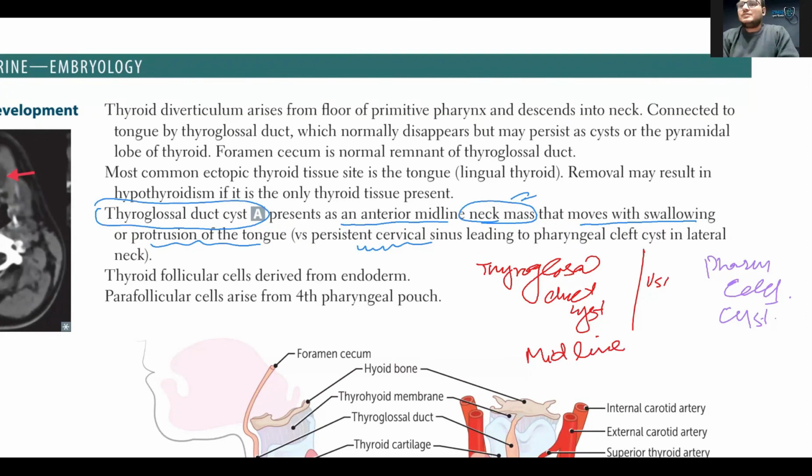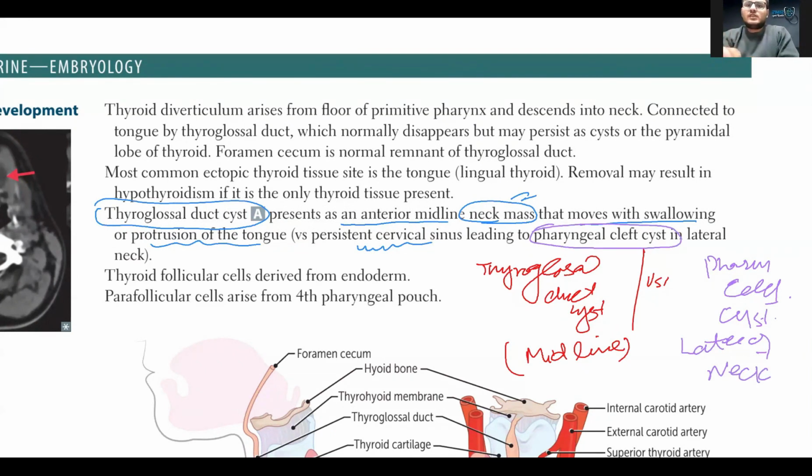This will be in a scenario like this. The patient has a swelling in the anterior of the neck, super high yield, midline position. When they give you the scenario, there is a swelling on the lateral of the neck, lateral of the neck. So this is the pharyngeal cleft cyst.